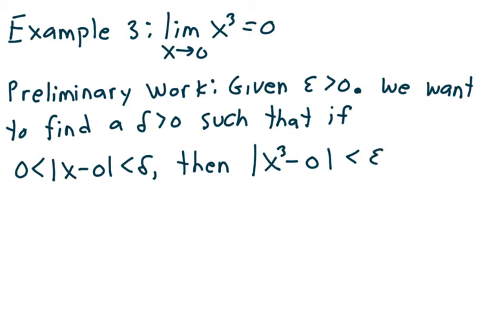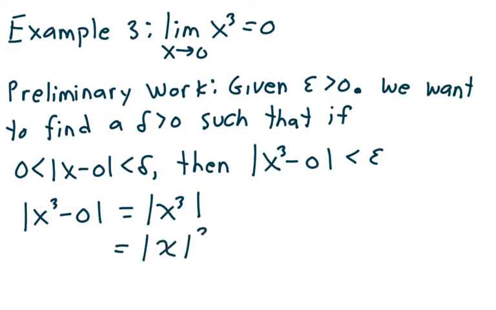Now, if I take the absolute value of x cubed minus 0, this is equal to the absolute value of x cubed. But from the properties of absolute values, I could write this as the absolute value of x to the third. Remember, the goal is you want to be able to write this in terms of the absolute value of x minus 0. Now, the absolute value of x to the third is the absolute value of x minus 0 to the third.